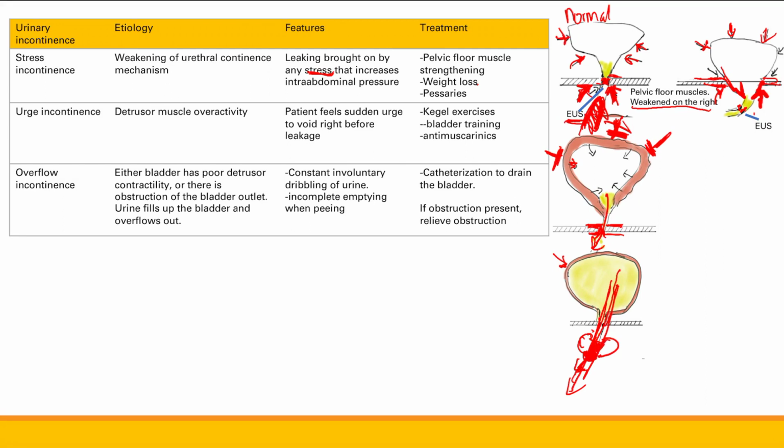So that's urinary incontinence. The name tells you so much about it. Stress incontinence is from weakening of the pelvic floor and the continence mechanism, urge incontinence is from detrusor muscle overactivity, and overflow incontinence is from the bladder overflowing. Okay, so that's it for urinary incontinence.